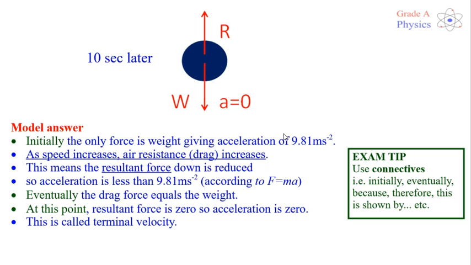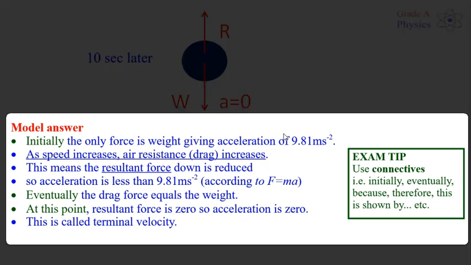So the model answer would be this. So we've also got here some really important terms or tools called connectives. Now again, you don't need to know this term, but you do need to be able to use these words. So initially, eventually, because, therefore, this is shown by, at this point, this is because of. These link your answer together. So it's not just about getting the right physics, it's about getting the right physics in the right order and making it all connect together, hence connectives.